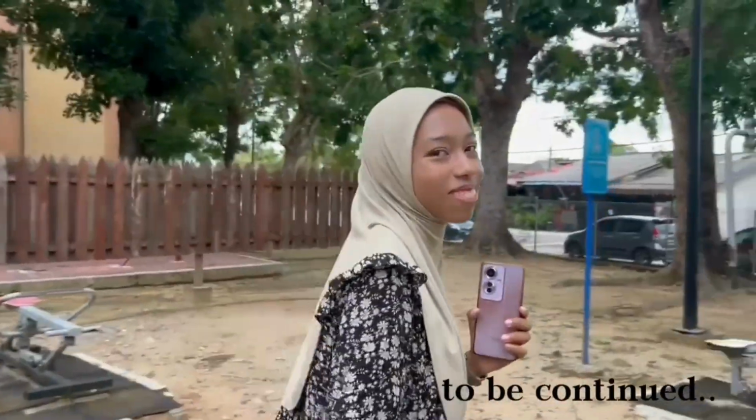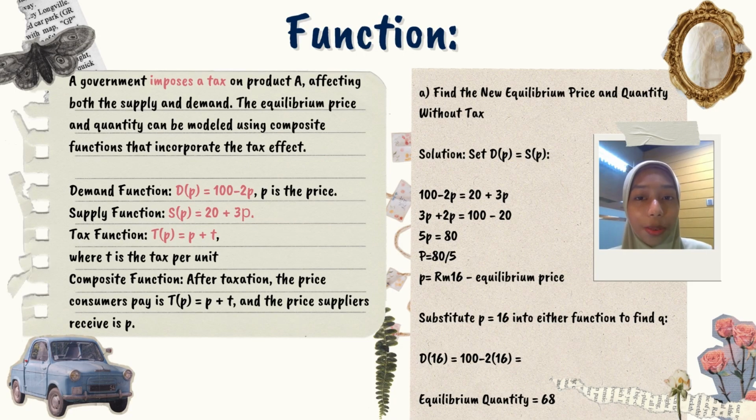Based on situation 1, we know that the government imposes a tax on product A, affecting both the supply and demand. The equilibrium price and quantity can be modeled using composite functions that incorporate the tax effect. Given that the demand function D(p) equals 100 minus 2p, where p is the price, while the supply function is S(p) equals 20 plus 3p, and the tax function T(p) equals p plus T, where T is the tax per unit. So based on situation 1, we need to find the new equilibrium price as well as the quantity without tax first.